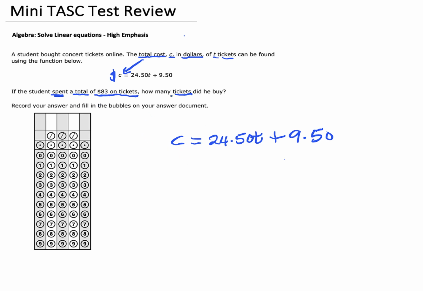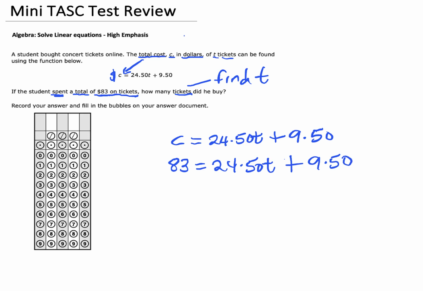And again, look at the question. They're asking you how many tickets. So you need to find T. You got to find tickets. So that $83 is not for T, it's for C. So you have 83 equals $24.50 with your T plus $9.50. Now you're solving for T.